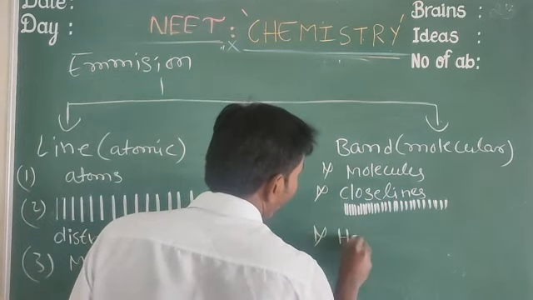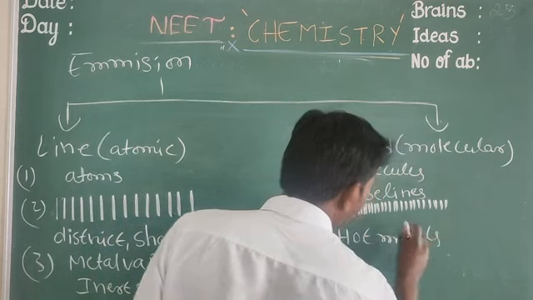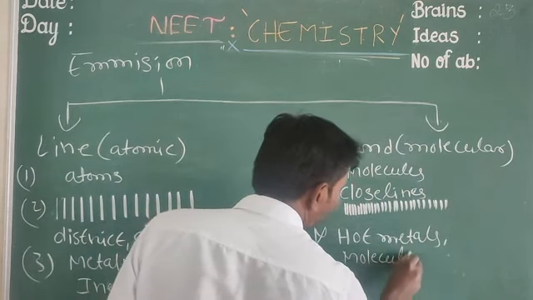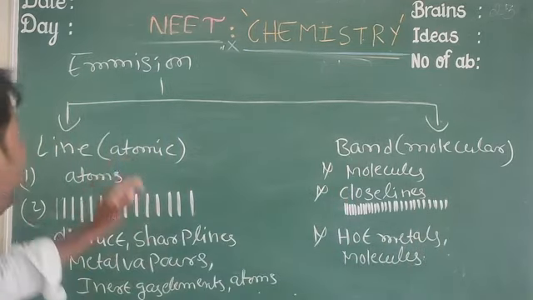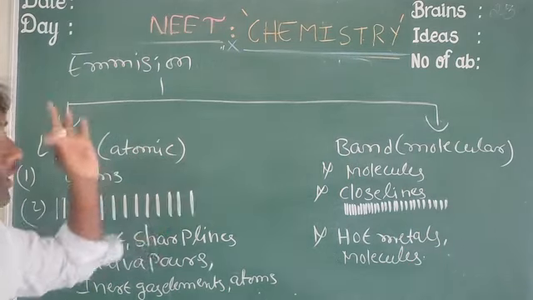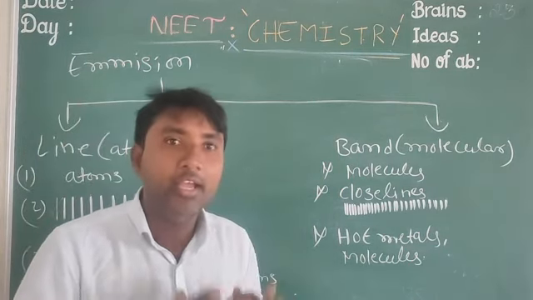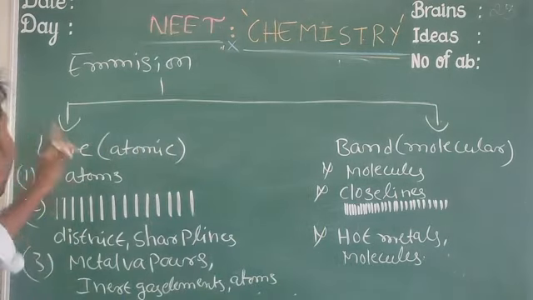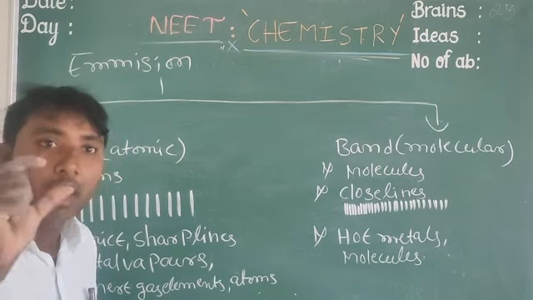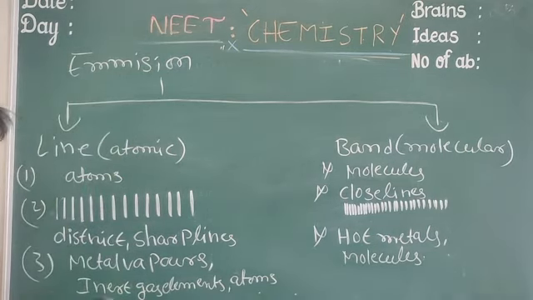Examples: hot metals, and all types of molecules. This is about line spectrum and band spectrum. In your NEET syllabus, they have given the line spectrum of hydrogen atom, or atomic spectrum of hydrogen atom.